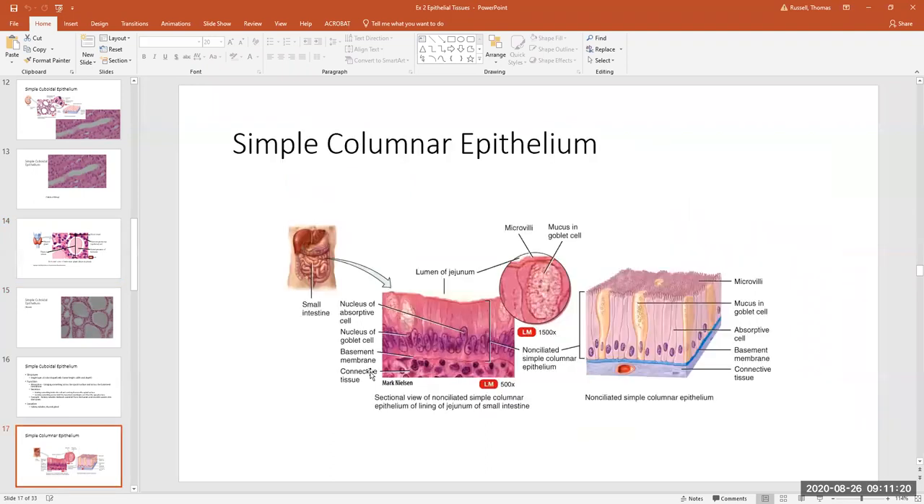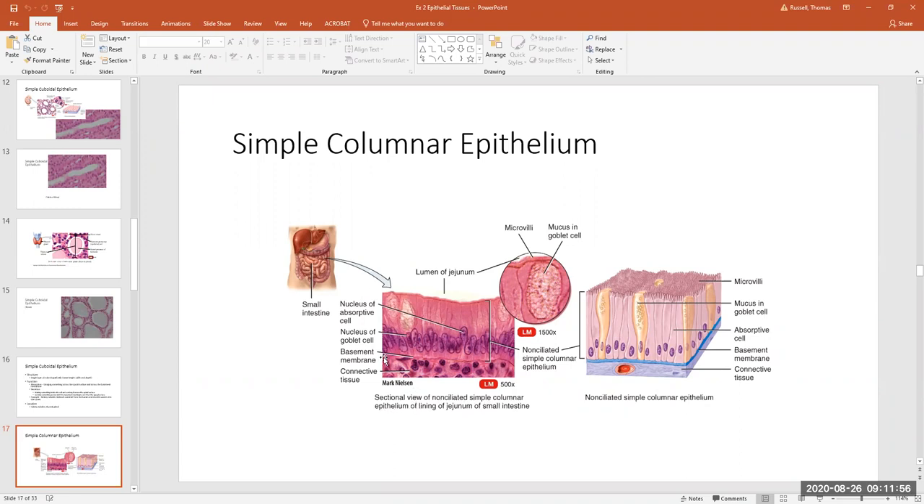Now let's go over simple columnar epithelia. There's a couple of different types of simple columnar, but let me just go over the generics with you first. First of all, it's obviously one layer of cells that are column-shaped, simple columnar. And so you can see them here. Here's the epithelium right here. They're actually showing you an example of what we call non-ciliated simple columnar epithelium. So you see right here the name, non-ciliated simple columnar epithelium.